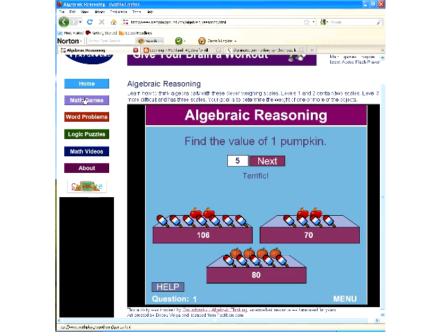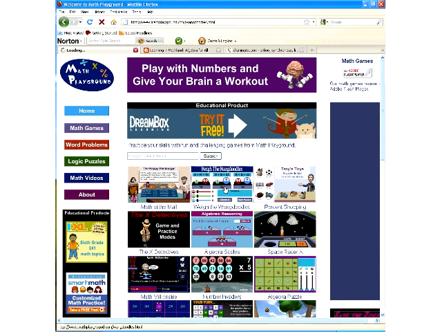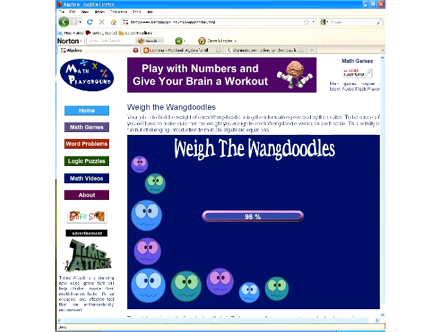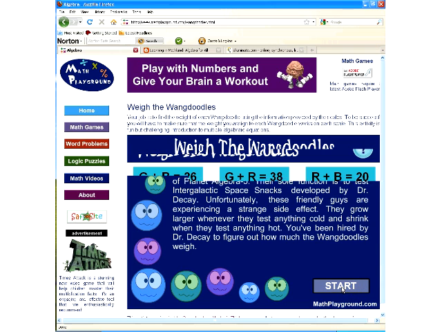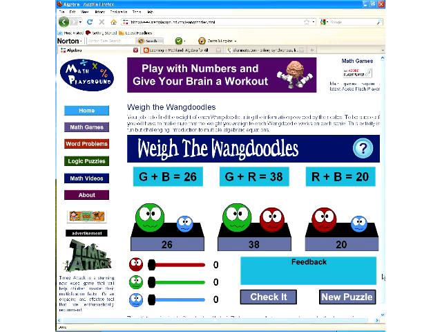They're absolutely fantastic. So for students then who are looking for a greater challenge, they can try Wang Doodles. And this is significantly harder because now you have three scales and you have two different objects on each of the three scales. And you're told the value of each group of two.